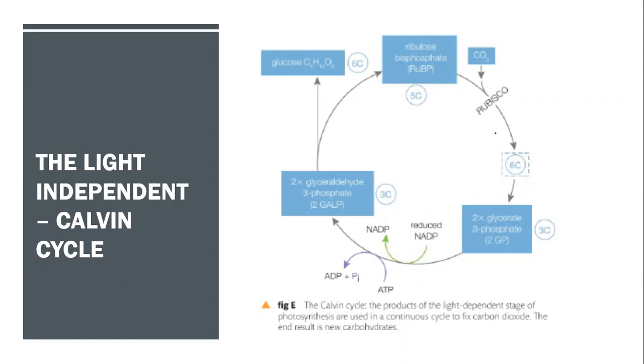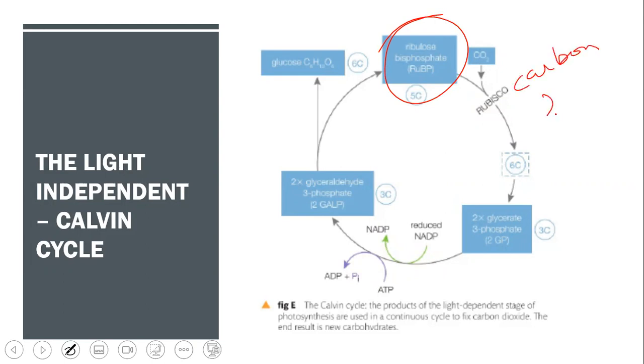In the first step of the Calvin cycle, carbon dioxide from the air will combine with ribulose bisphosphate. Ribulose bisphosphate is a compound that has 5 carbons in it. This will combine with your carbon dioxide. This process is known as carbon fixation. The carbon dioxide is said to be fixed.